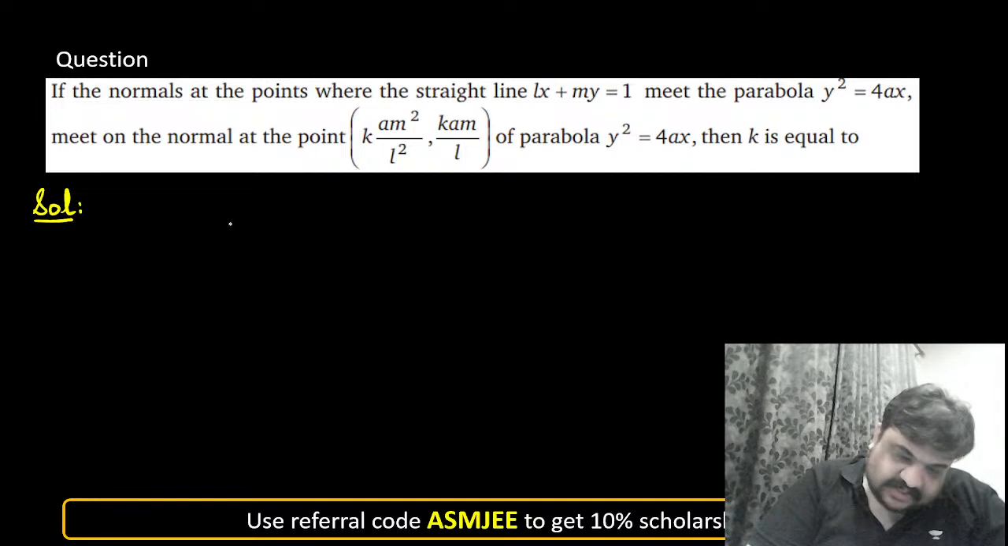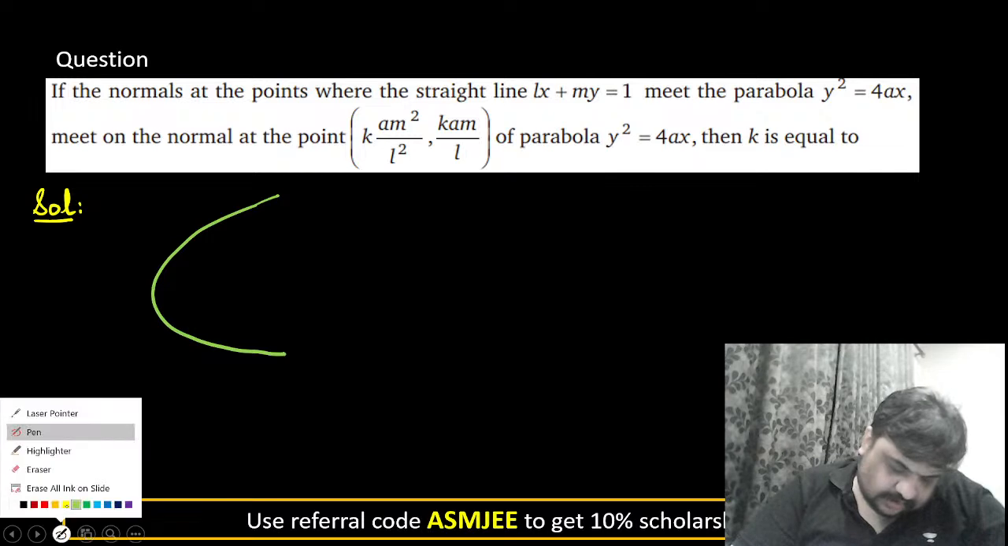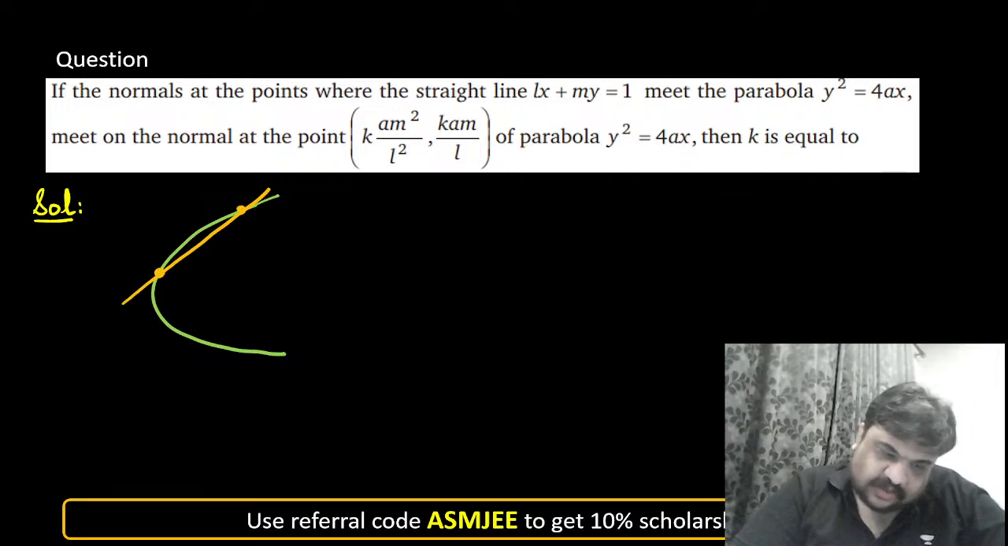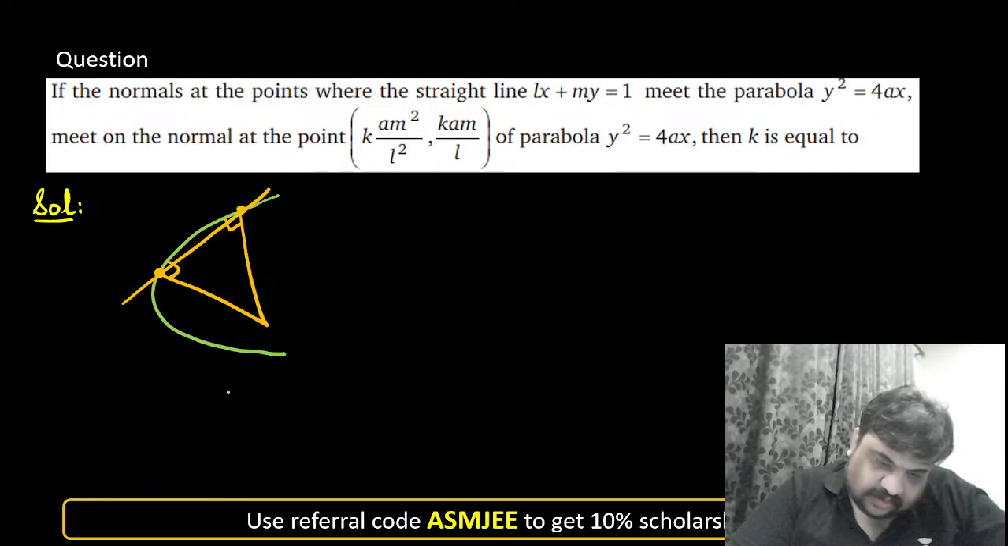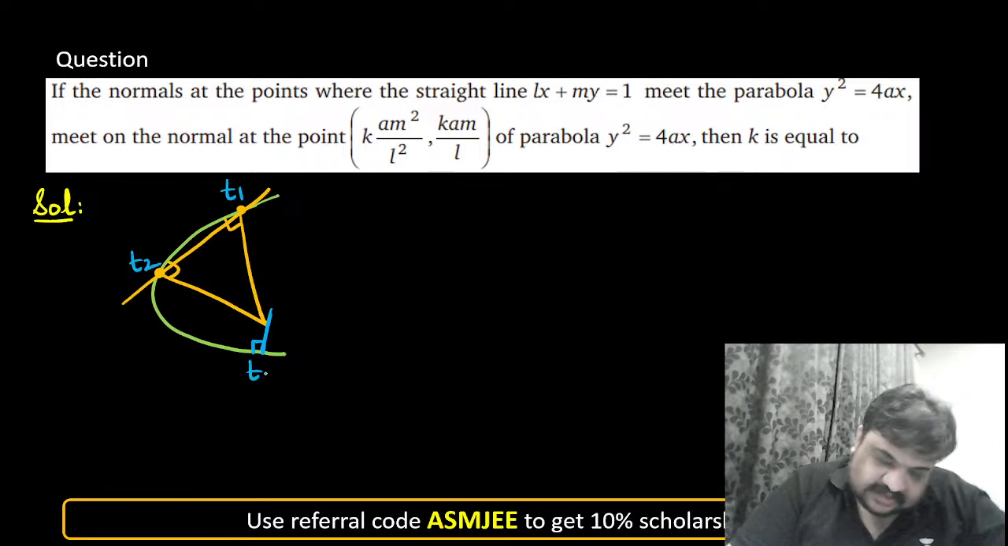Okay. So now what is happening? There is a parabola. Now there is a line which is cutting this parabola at 2 points, and normals at these 2 points meet on the normal at this another point. So if this is T1, this is T2, and this is T3, we clearly know T1 plus T2 plus T3 should be 0.